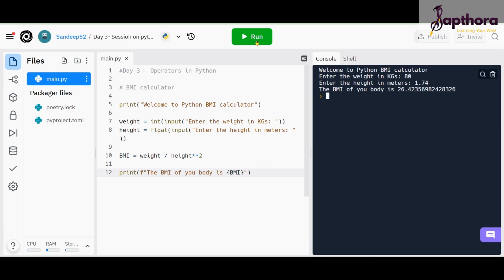So now you can start calculating your BMI values, and you can enjoy this, and you can try with your friends and family. We are going to extend this code in our next session, by telling whether you're overweight or underweight, and also you can suggest a few medical tips to them. So let us see that in our next session.